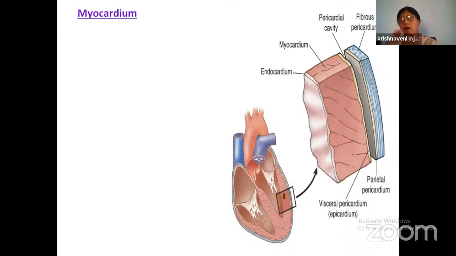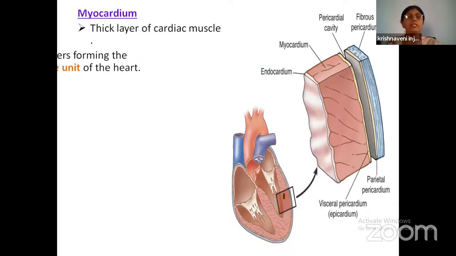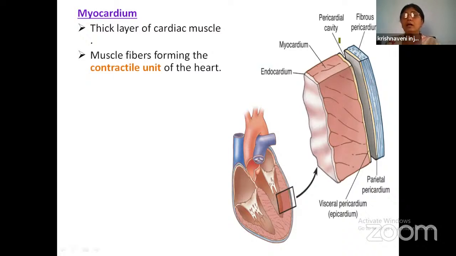It has 3 layers. Heart wall has the 3 layers. The outer layer is epicardium. Middle layer is myocardium, and the inner layer is endocardium. Of course, this outer layer is parietal. This is the fibrous, and then pericardial cavity, and then visceral pericardium. Visceral pericardium acts as epicardium. Yes, next, this is the thickest one, the myocardium, thick layer of cardiac muscles.